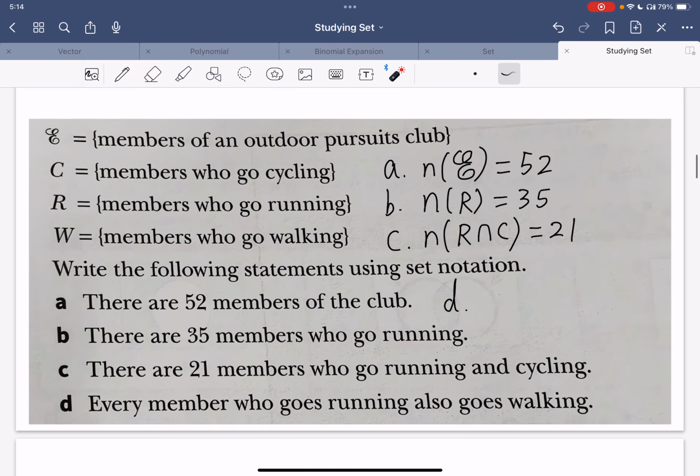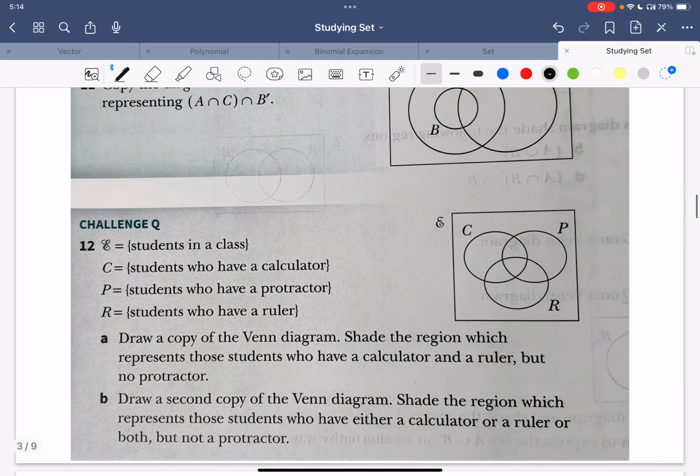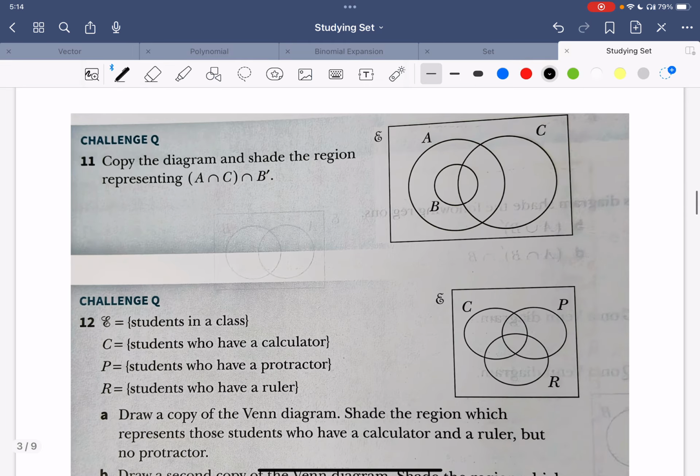So we can use this one. Running is a proper subset of walking. Why is that? Running is a proper subset of walking because it says every member who goes running also goes walking. So running must lie within the walking set. Okay, and there are several more questions to go on.